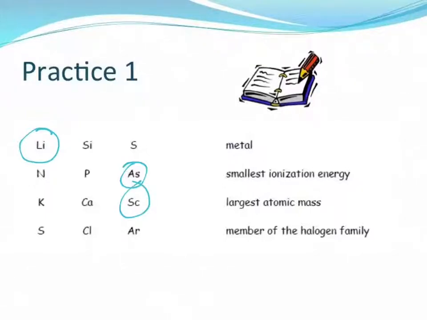Member of the halogen family. So we have 16, 17, and 18. JC, choose someone. Abby. Chlorine. Any questions over those? All right, we've got 10 more to go. Let's go.